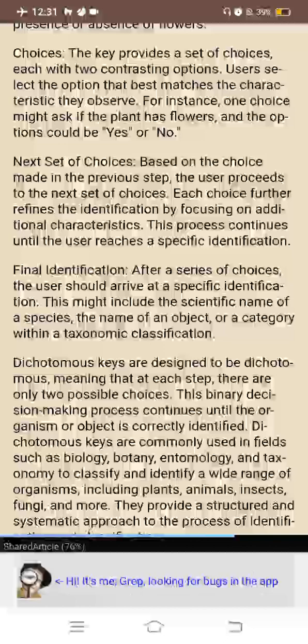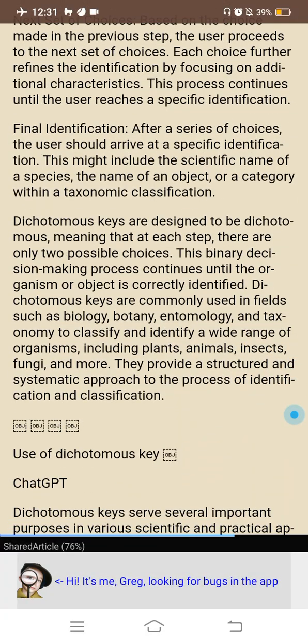This process continues until the user reaches a specific identification. Then final identification. After a series of choices, the user should arrive at a specific identification. This might include the scientific name of a species, the name of an object or category within a taxonomic classification.